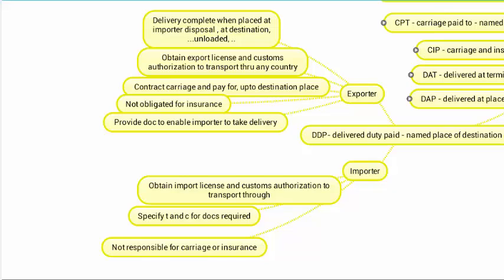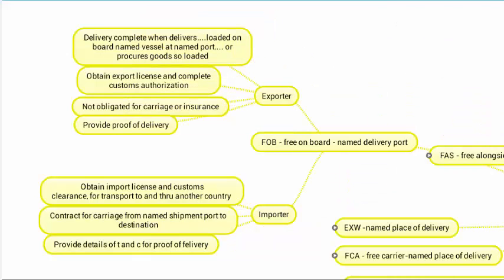While he provides a document to take delivery of goods, the importer has to provide the content, style and format of that particular document. And the importer arranges for the import license and customs authorization to bring the goods into this particular place where it is to be delivered, duty paid. Customs duty will be paid by the exporter, but the licenses will be arranged by the importer at the request and cost of the exporter.